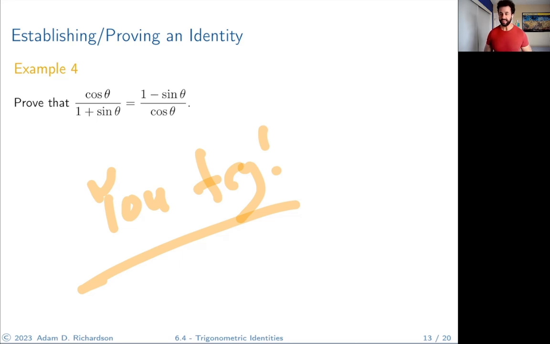All right, so let's try it together now. I think I'm going to start on the left side. So what I'm going to do is start with this expression and manipulate it. And then I'm going to hopefully arrive at this side. And that will prove the identity. That'll establish that the left side is equal to the right side.